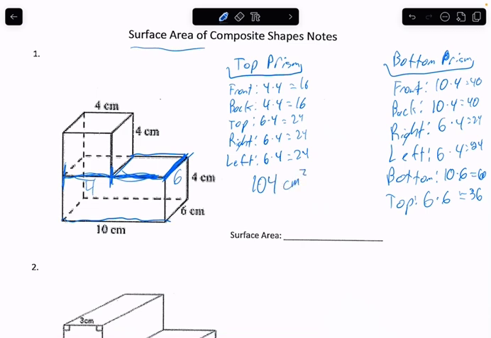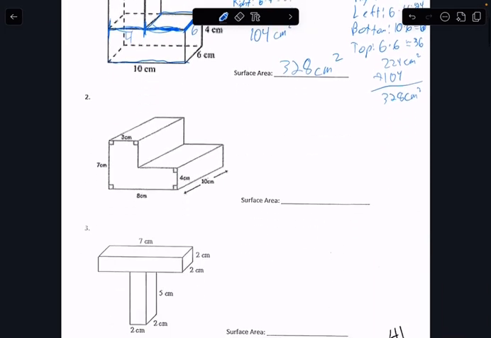Then the bottom prism, we have 40, 40, so we get 80, 104, 128, 188, and then we get 224 centimeters squared here. And now we're just going to simply add 224 and 104, and we end up getting 328 centimeters squared. And so that's how we find the surface area of a composite shape.